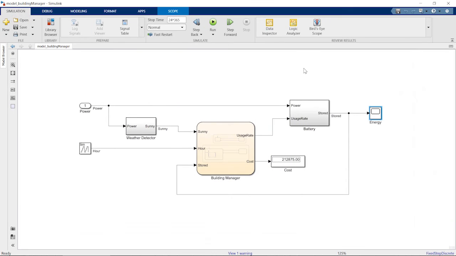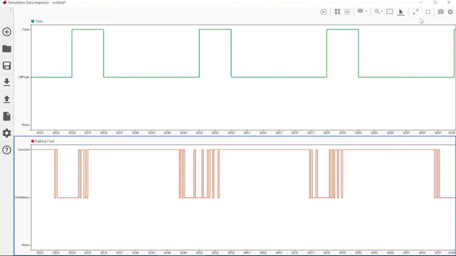Next, let's open the simulation data inspector. Stateflow has saved the entire history of the active state data for us. The top display shows the current hour. Is it peak or off-peak? The bottom display tells us the energy source being used, grid or battery. After taking a closer look at these state activities, we noticed a problem with our decision logic.